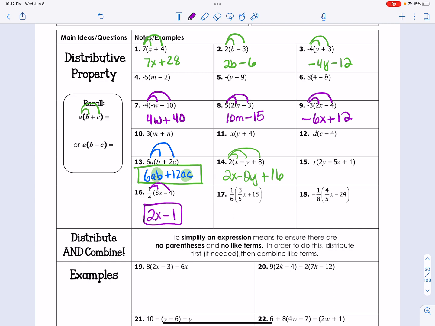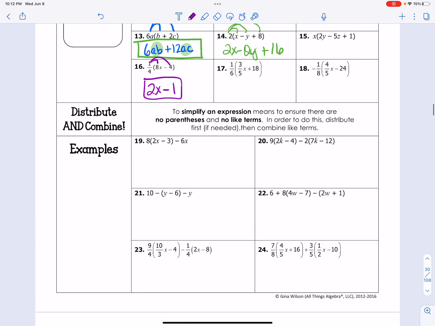Okay, if I go down, so then you're going to do some simplifying with these. So I'm going to have 8 times 2x is 16x. 8 times 3 is a negative 24. But then you have this 6x. So what you have to do is put like terms together. So that would be 10x minus 24.